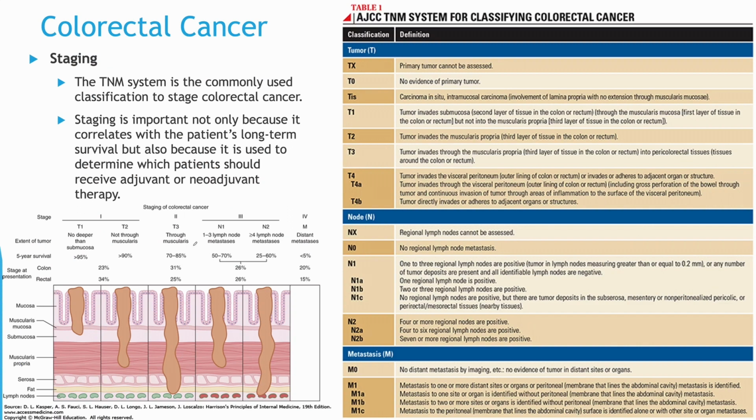Here's the staging for colon cancer. We use the TNM system, which is tumor, node, and metastases. And obviously the more advanced stages are associated with worse outcomes. It also helps give patients an idea of their long-term survival, and also helps providers decide whether they are candidates for adjuvant or neoadjuvant therapy.